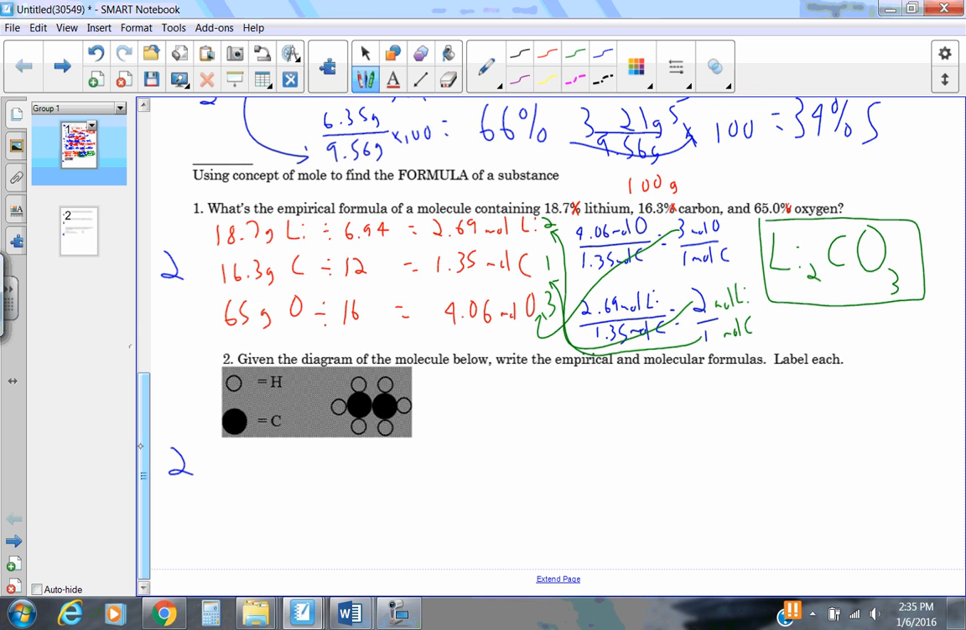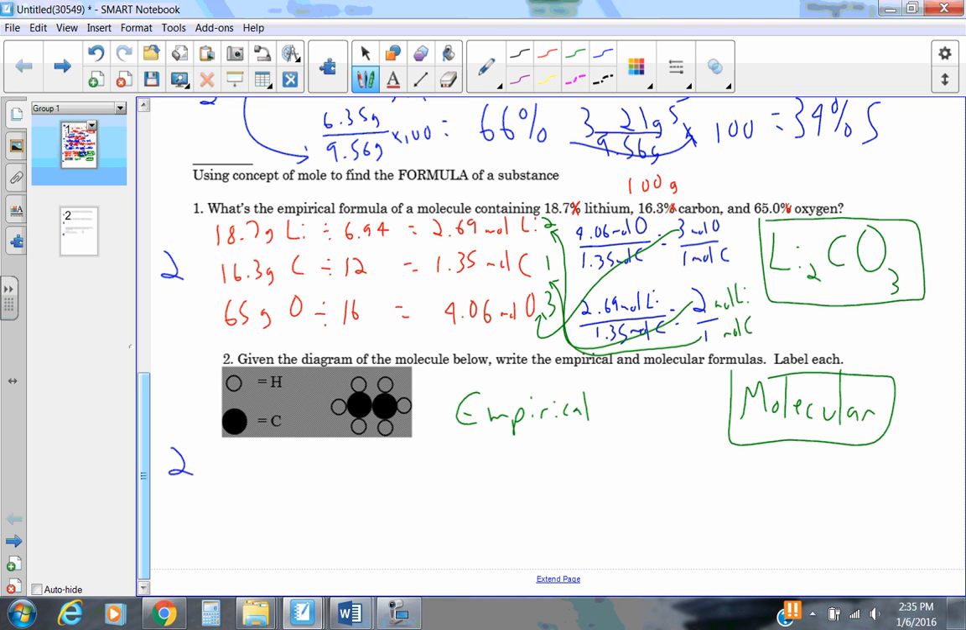This next one, we have to figure out 2 formulas. One is the empirical, and one is the molecular, the one that's actually written. So for the molecular, simply count it up. I generally will put the C's first and then H because I know that's how they're going to do it in the chemistry world. But if you did the H first, that's okay. How many C's do we have? 2. How many H's? 1, 2, 3, 4, 5, 6. 6. C2H6. But an empirical formula is the smallest whole number ratio.